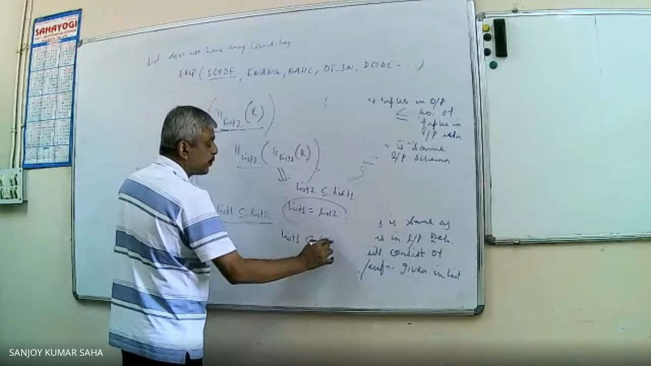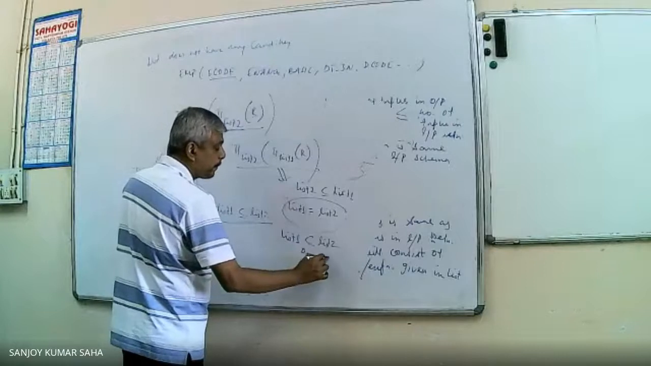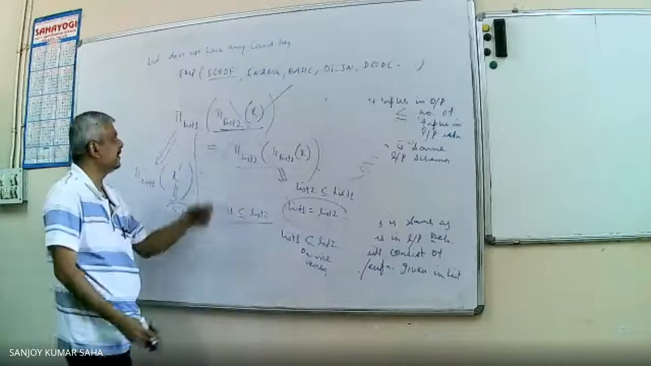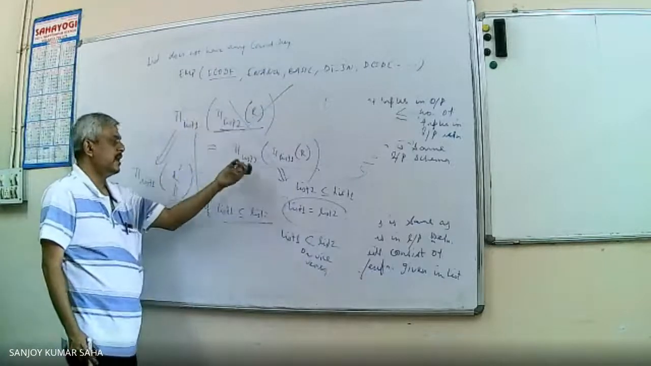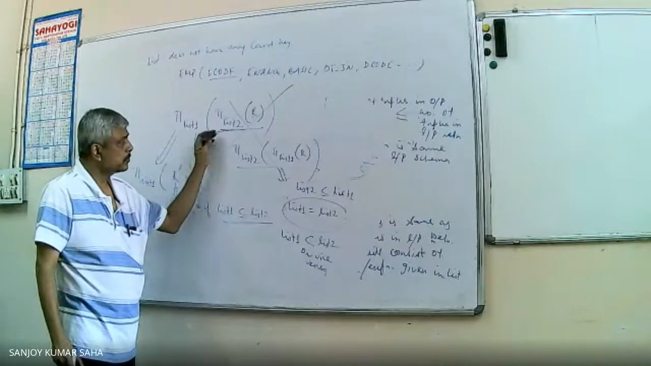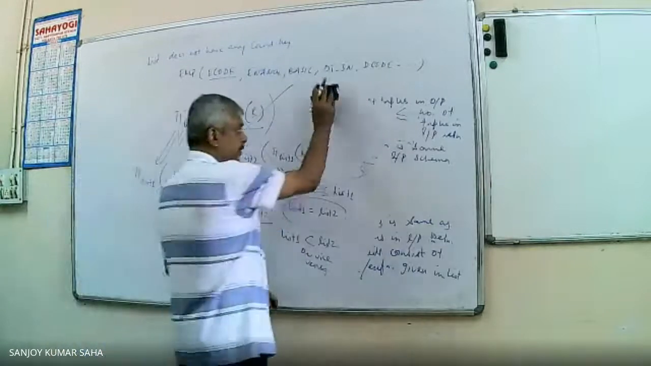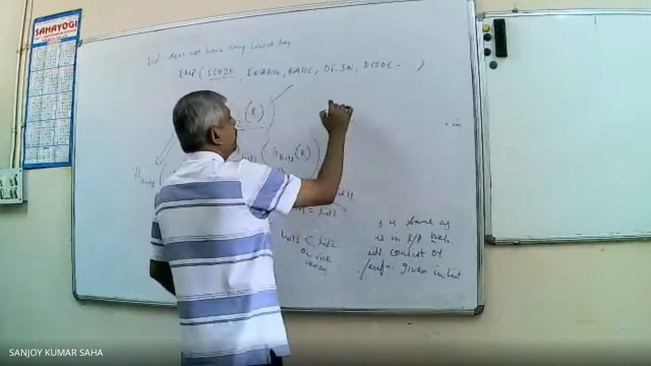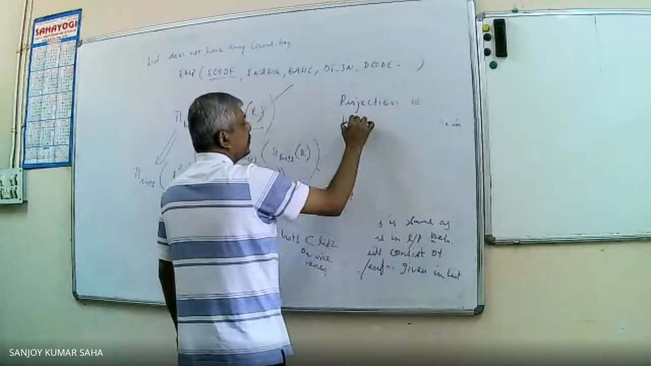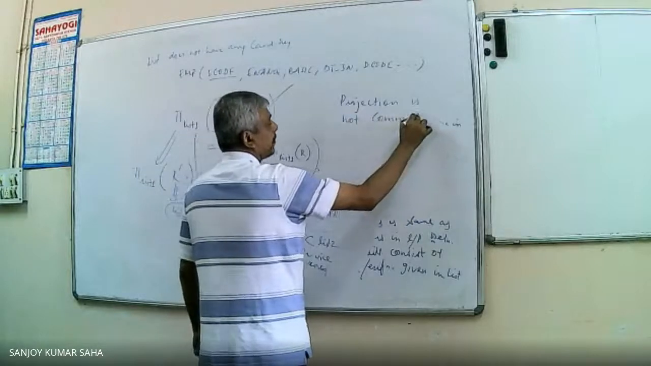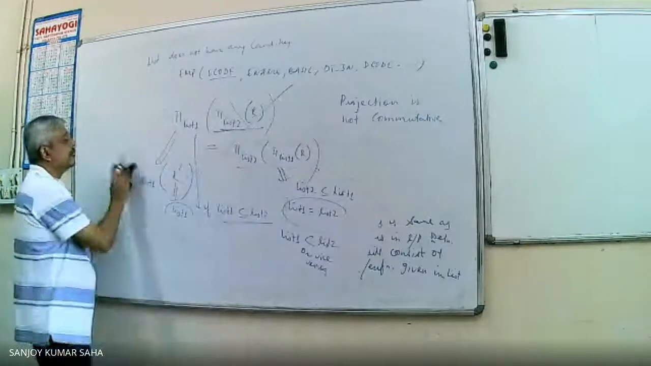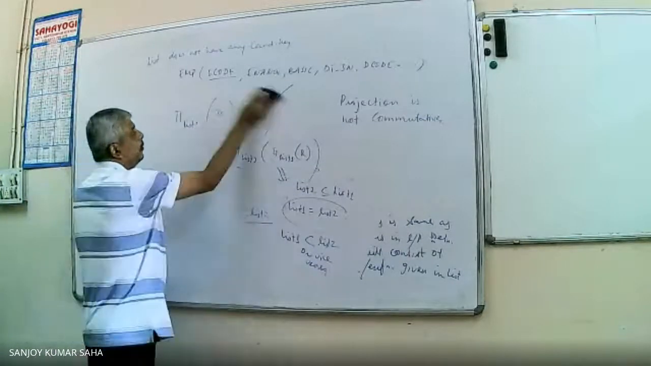If list 1 is a proper subset of list 2 or vice versa, then this thing will not be supported. Simultaneously, list 1 is a subset of list 2 and list 2 again is a subset of list 1. They are not the same. So this will not happen. So that's why projection operation, projection is not commutative. Right?